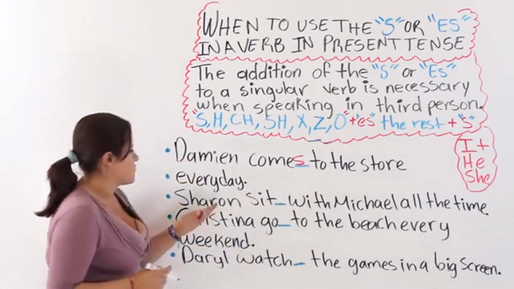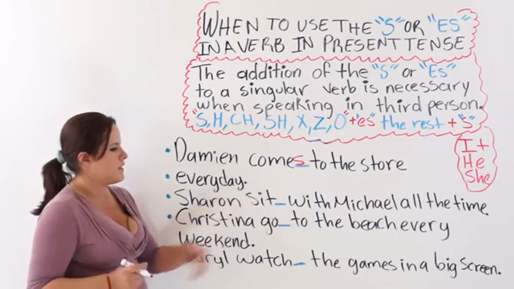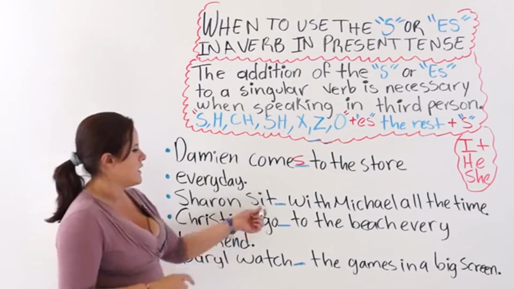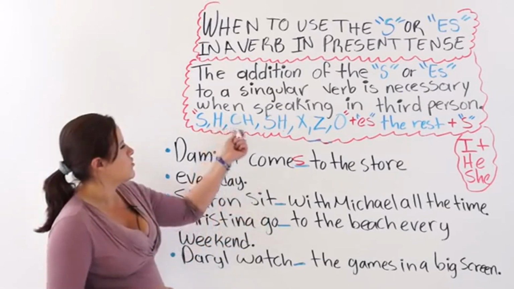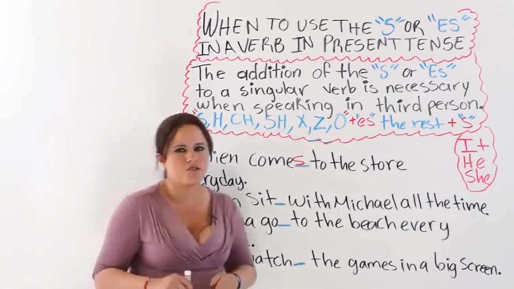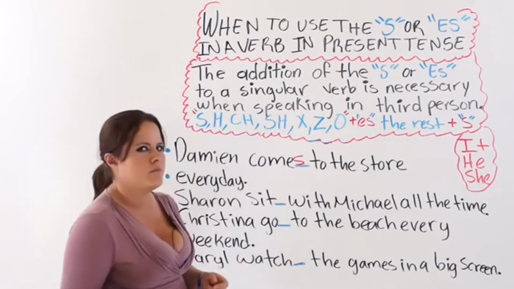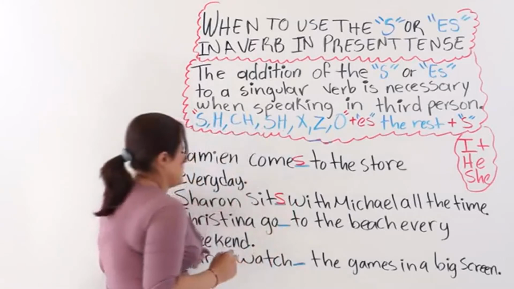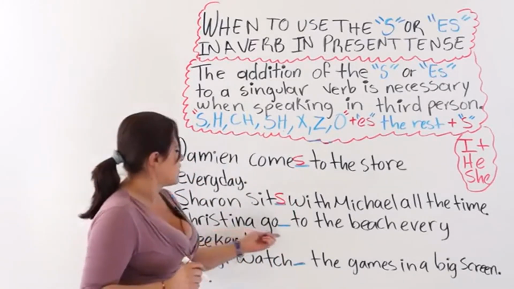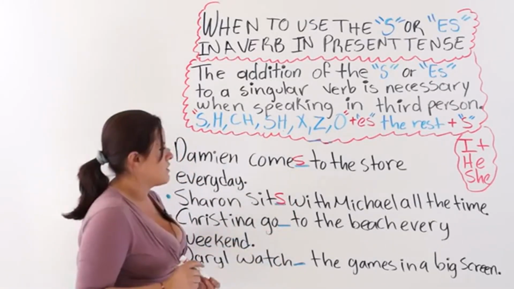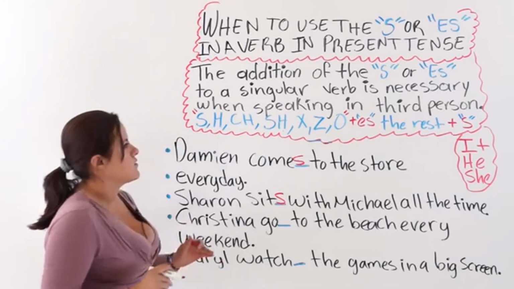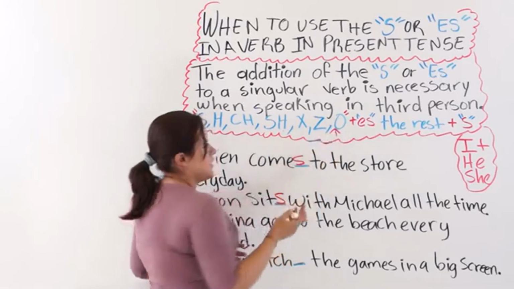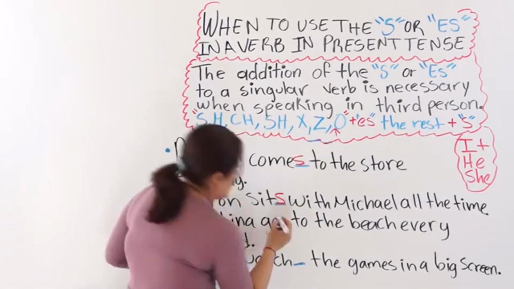The next one says, Sharon sit blank with Michael all the time. Does sit end in s, sh, ch, x, z, or o? No. So, s. The next one is Christina go to the beach every weekend. So, it ends in o. In this case, we must use es.